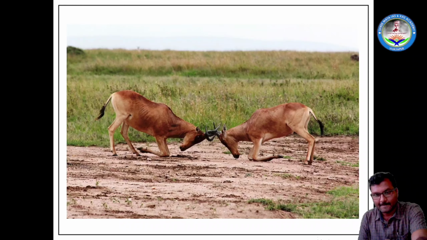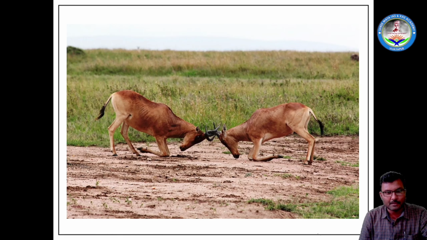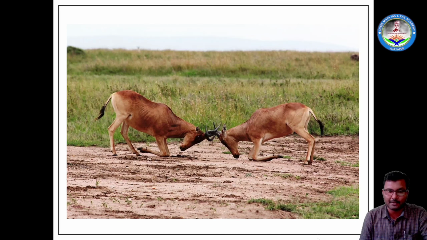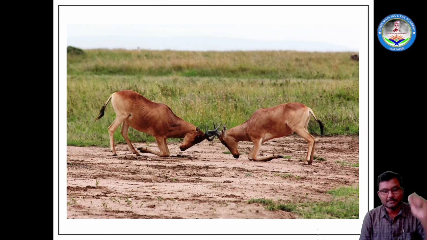Now here is the picture. Two deer are fighting. This is competition within the species or outside the species. Here two deer are fighting to get food. The one who wins will get the premises to graze, and the other will escape from the site.